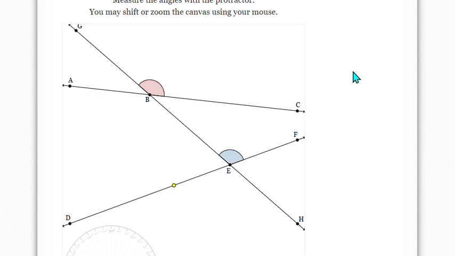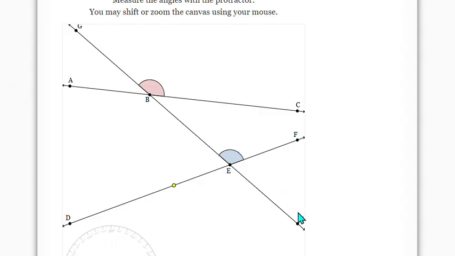Hopefully this is going to help you with these protractor problems. So what we have here is we're going to look at our angles first. We have our pink angle here and a blue angle here. We want to find the transversal they have in common. That is this line, our GH.